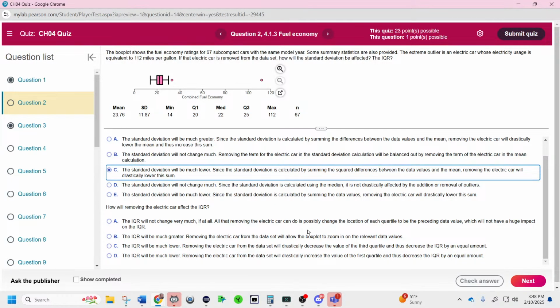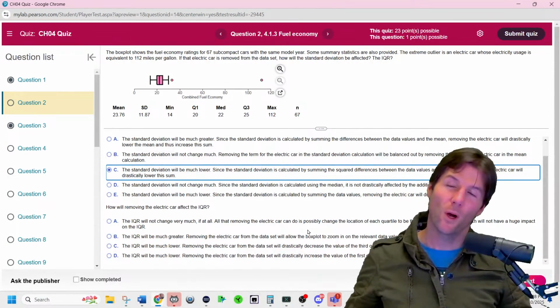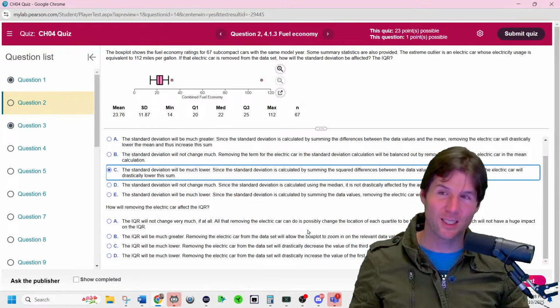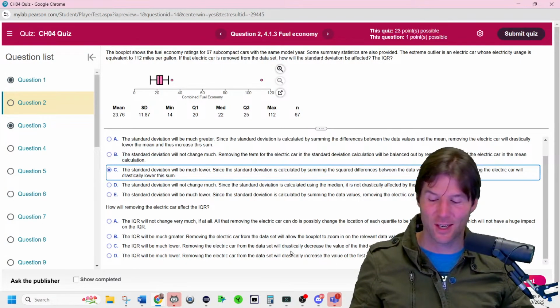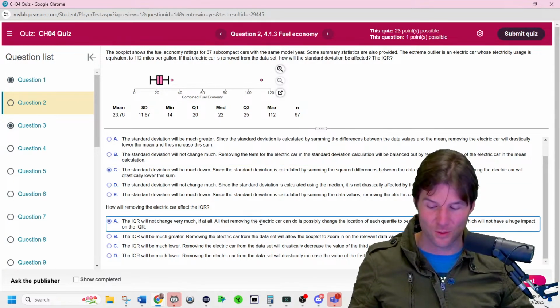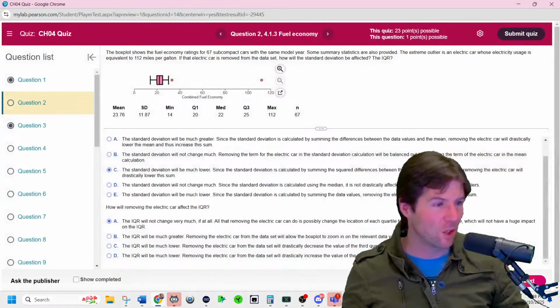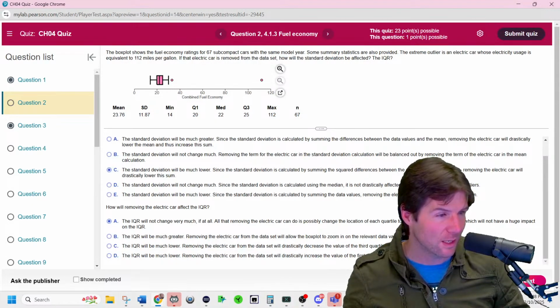How much will it affect the IQR? Why do we have IQR? Because IQR is not impacted by outliers. So the outlier is not going to do anything to it, really. It doesn't matter. Pretty much got it right there. Cool deal. That's got that one.